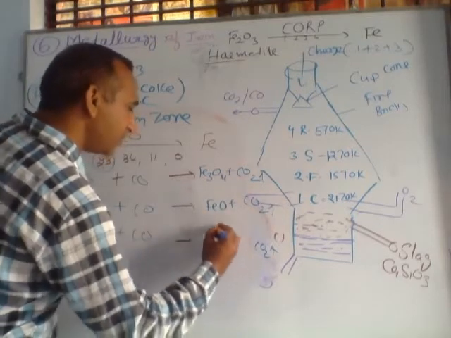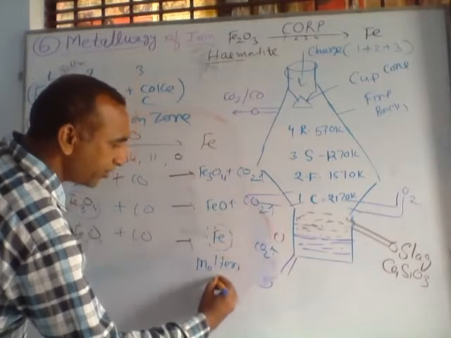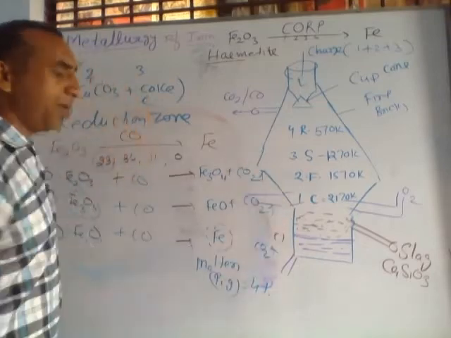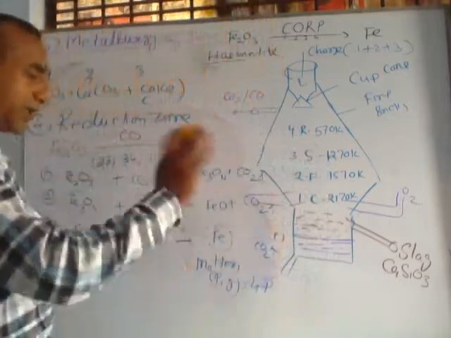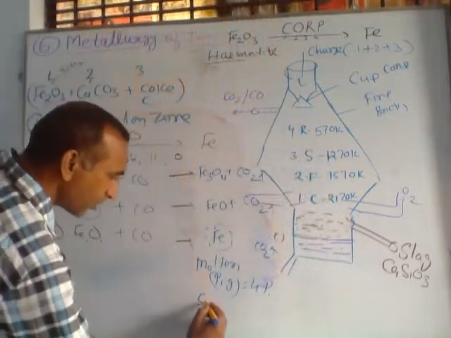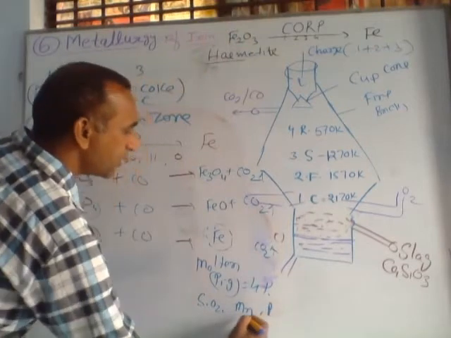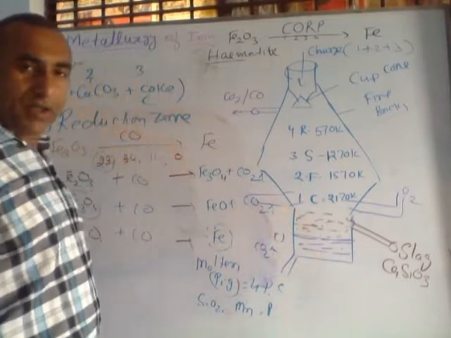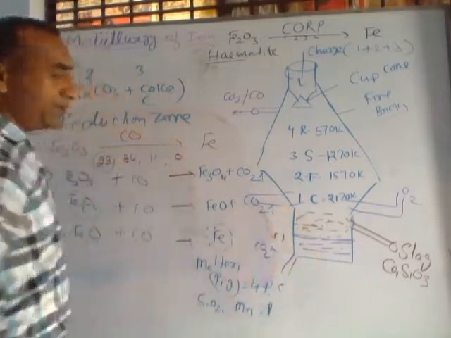This Fe is called molten iron, also called pig iron, which has approximately 4% impurity, or more than 4%, and also other impurities like silica, Mn, phosphorus, all the impurities along with carbon. This 4% carbon and other metals are present in it. This is called molten iron obtained here.